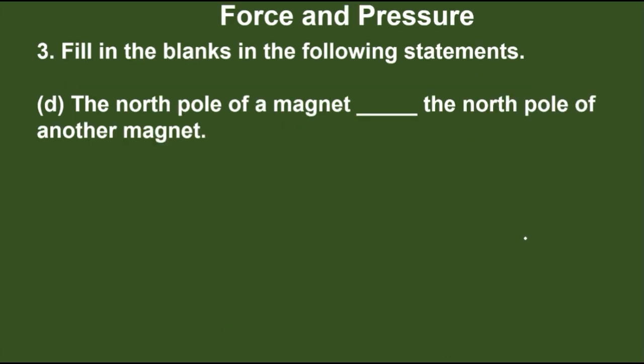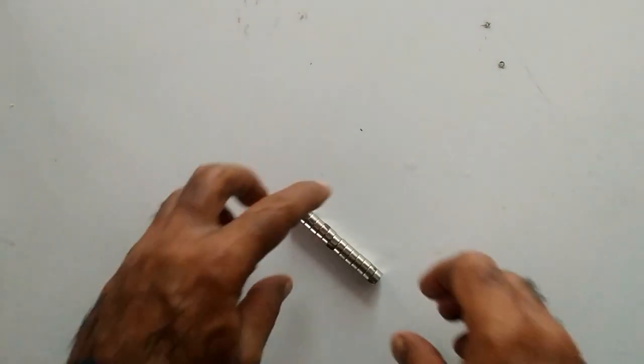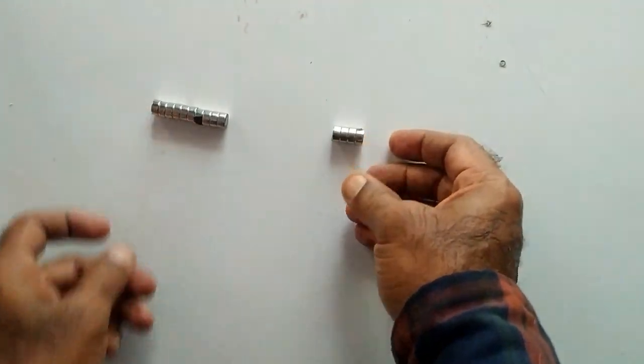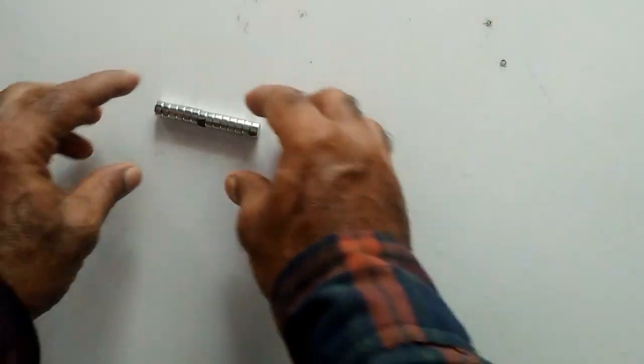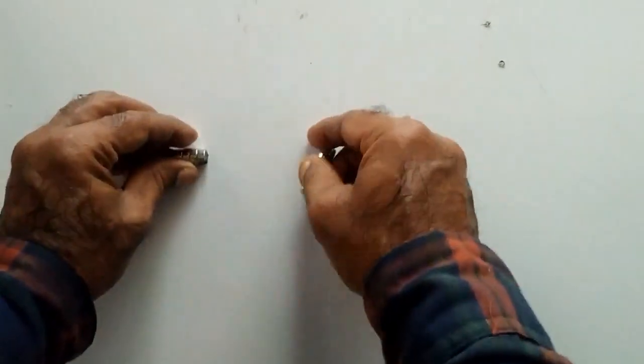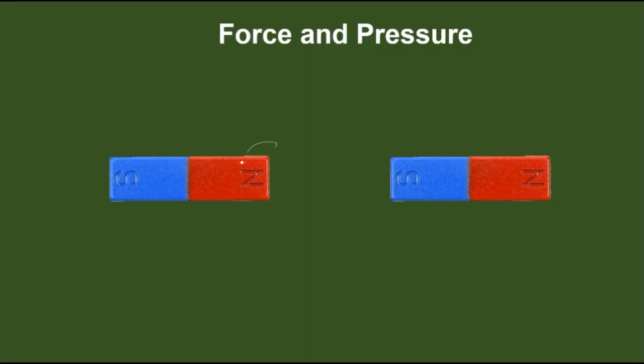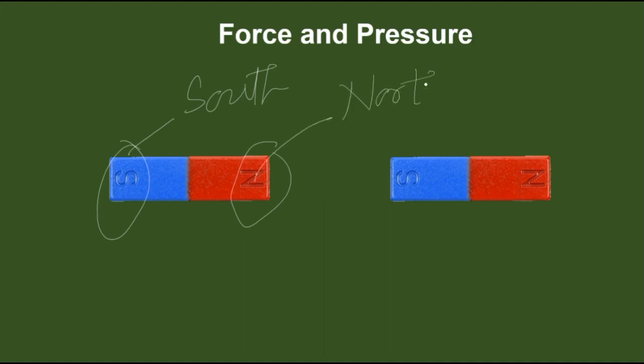Next, the north pole of a magnet is brought near the north pole of another magnet. What happens? You must have done this experiment. You have seen many types of magnets, and every magnet has one common property. They exist in two poles: one pole is called the south pole and this one is the north pole.